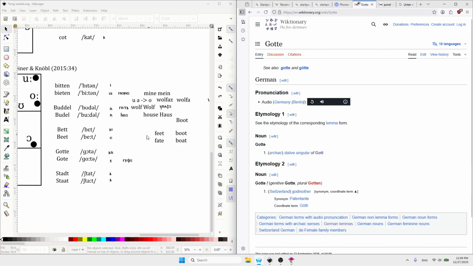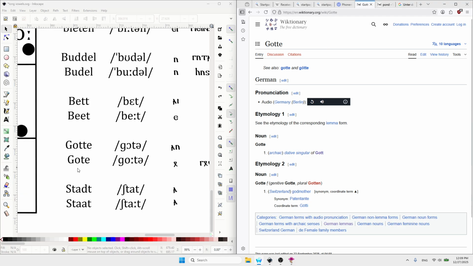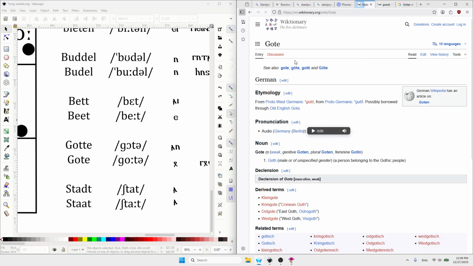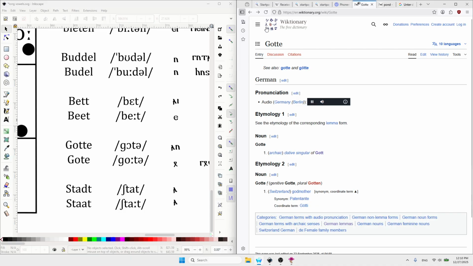Some of these forms I had to go find archaic ones. Maybe I'd be able to find words that aren't archaic, but it's just faster to say, oh well, it's goat versus goat, and these words have different declensions and everything. So Gota is actually the nominative.